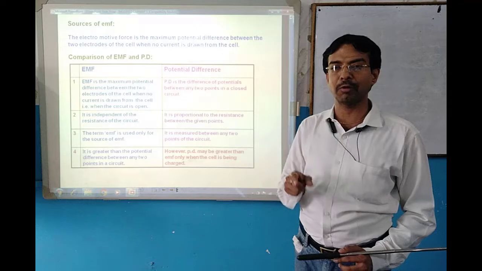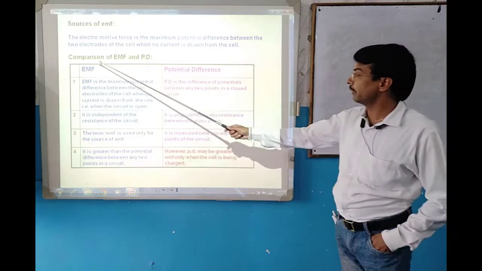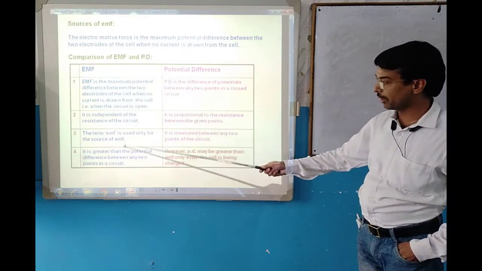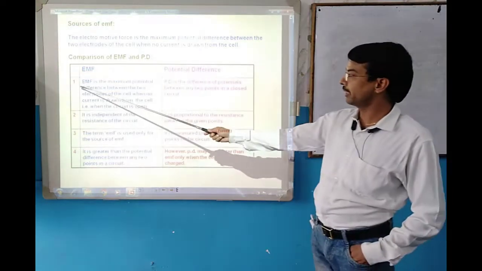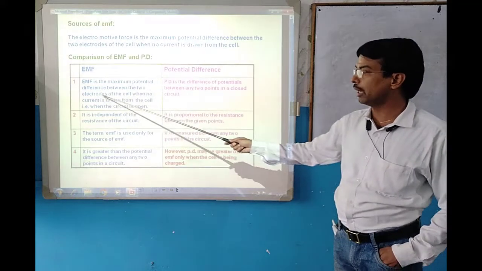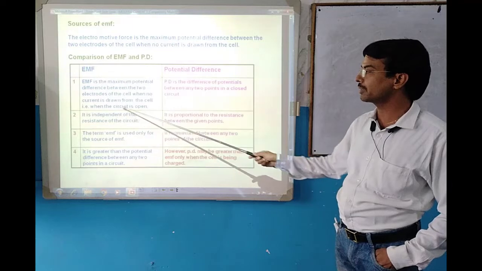I will discuss that particular point in the potentiometer. Okay, so that particular comparison is given here. Comparison of the EMF and potential difference. Here all these 4 points are given for the EMF and here for the potential difference. The first point is indicating to you EMF is the maximum potential difference between the two electrodes of the cell when no current is drawn from the cell, that is when the circuit is open.